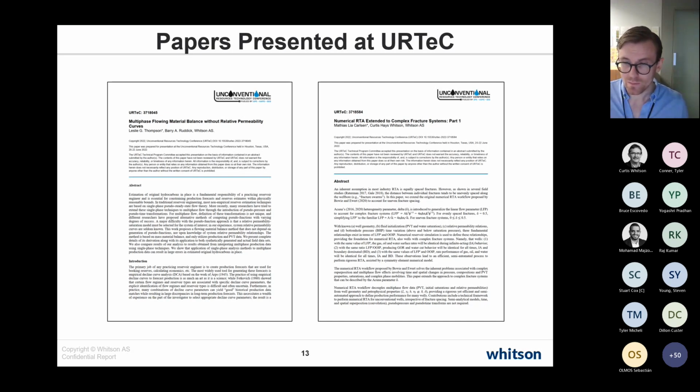We also presented something we worked a lot on, which is how to take numerical RTA and extend it to complex fracture systems, so basically what we call fractional RTA. So we presented the first part of that. The second part, with actual field examples and whatnot, is being presented at ATC, also here in Houston in October. But both of these papers can be found in the JIP material.